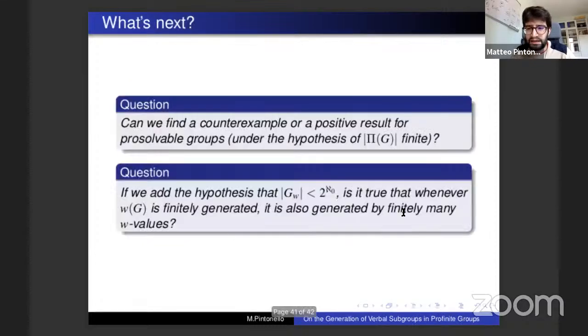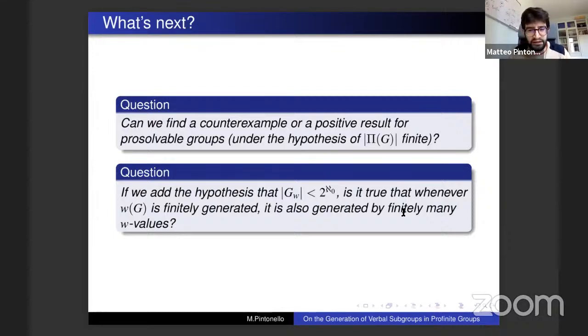As I said, at this point there are still some open questions that we are trying to understand: whether we can get a similar positive result, or maybe a counterexample, if we work in the case of a pro-solvable group, and of course still under the hypothesis of pi of G finite. An interesting question is that, regarding the initial problem, we also have extra hypotheses of word values being countably many. Can we find a counterexample also in that case?